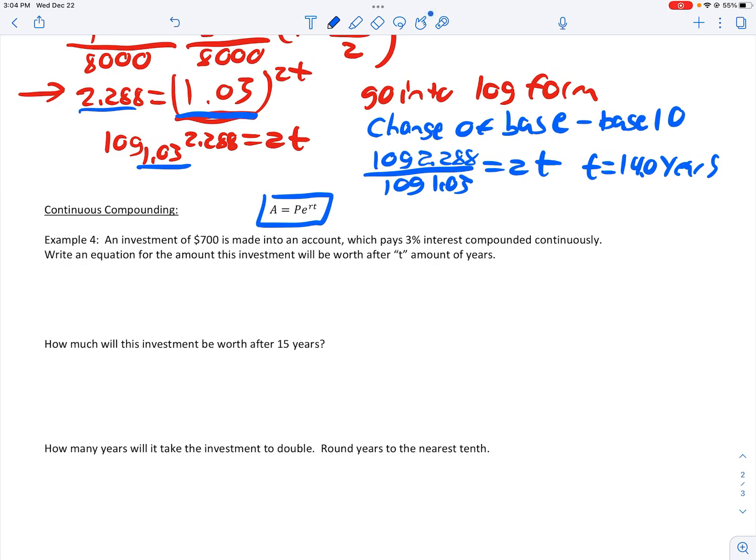So the initial investment is $700, so that's P. It pays 3% interest compounded continuously, so that's R. Write an equation for after T amount of years. So A, the final amount, equals 700 e raised to the 0.03T, because again, the interest rate is always as a decimal.